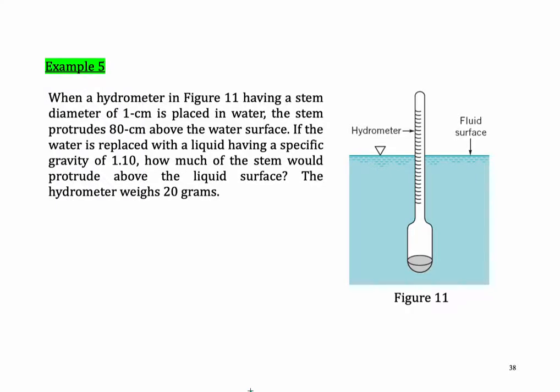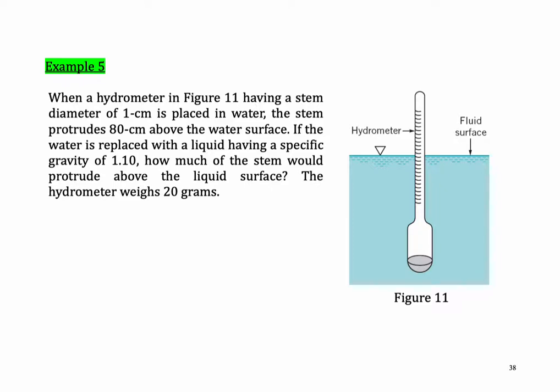Tutorial 5. When a hydrometer in figure 11 having a stem diameter of 1 cm is placed in water, the stem protrudes 80 cm above the water surface. If the water is replaced with a liquid having a specific gravity of 1.10, how much of the stem would protrude above the liquid surface? The hydrometer weighs 20 grams.